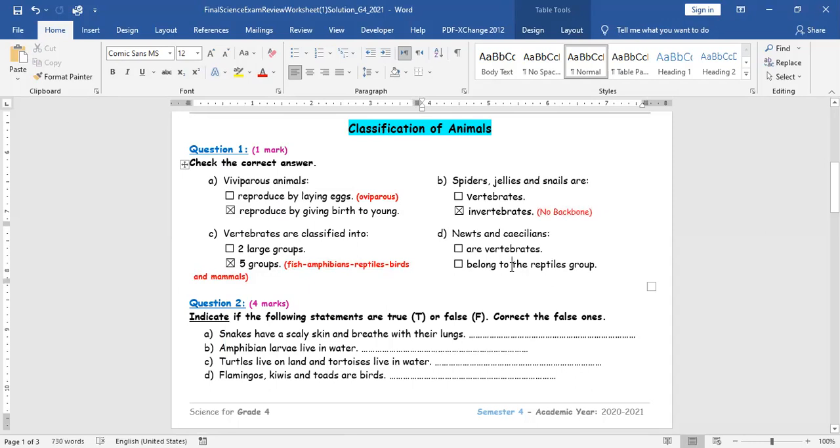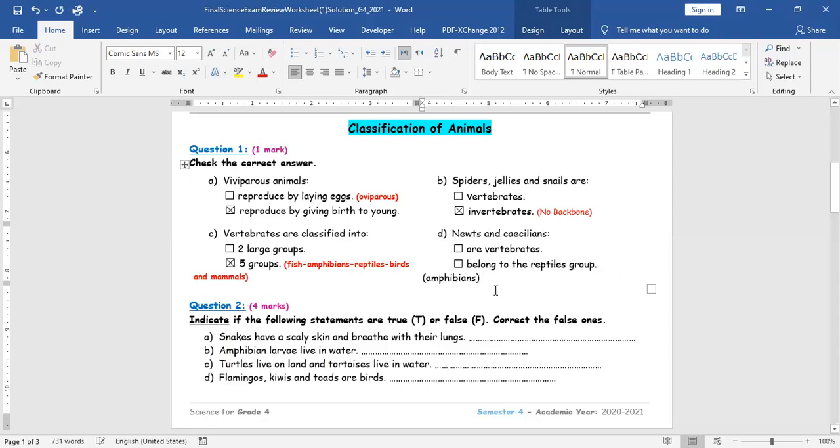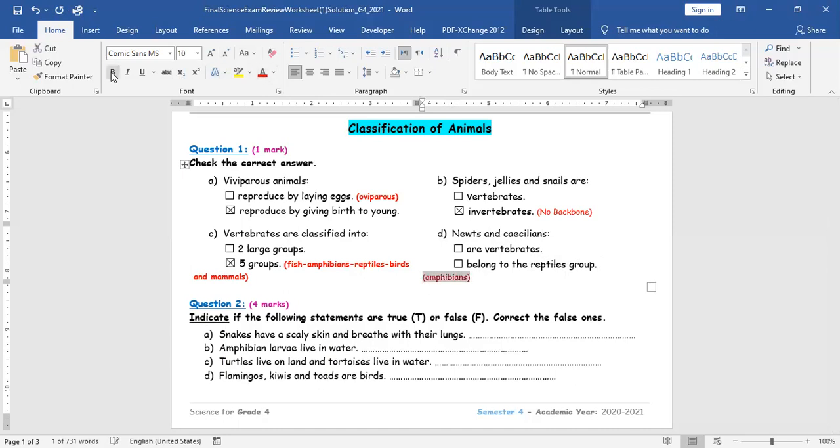Newts and Sicilians. So newts are kinds of salamanders, animals with a slimy, shiny skin. Sicilians look like worms, but they have a backbone. So since these two animals have a slimy skin, they belong to the amphibians group. They are not reptiles, they are amphibians and not reptiles. So the second answer is a wrong one. So you'll have to say that newts and Sicilians are vertebrates.